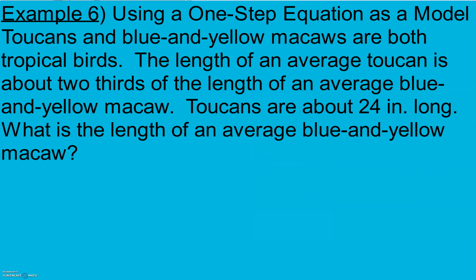Toucans and blue and yellow macaws are both tropical birds. The length of the average toucan is about 2/3 the length of the average blue and yellow macaw. Toucans are about 24 inches long. What is the length of an average blue and yellow macaw? So, it tells us that they're birds. That's cool, but we don't really need it. The length of a toucan is about 2/3 of the length of a macaw. And I put arrows there just because we're talking about two different lengths.